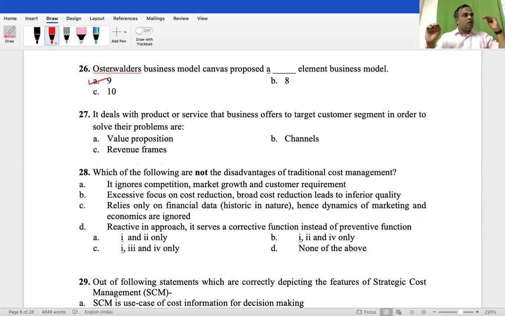One is the cost structure, the other is the revenue structure. Under cost structure, three elements are there. What are they? Key activities, key partners, and key resources.